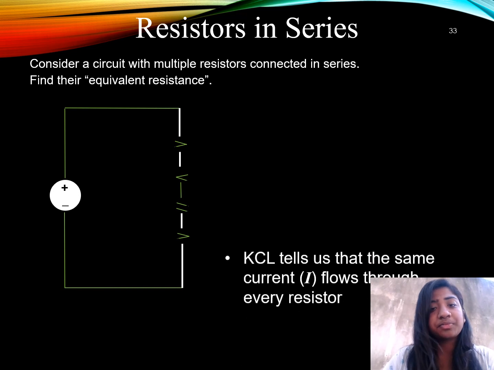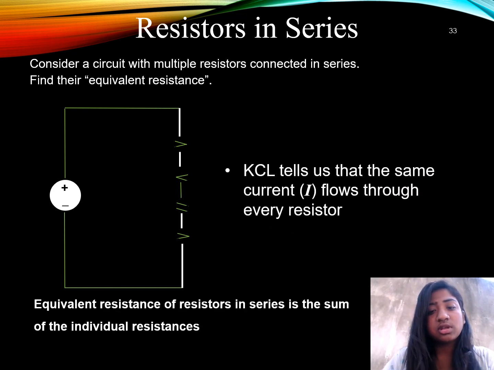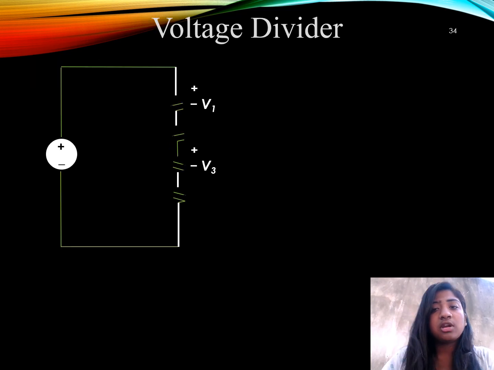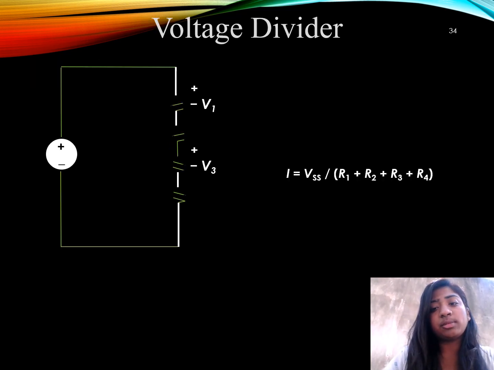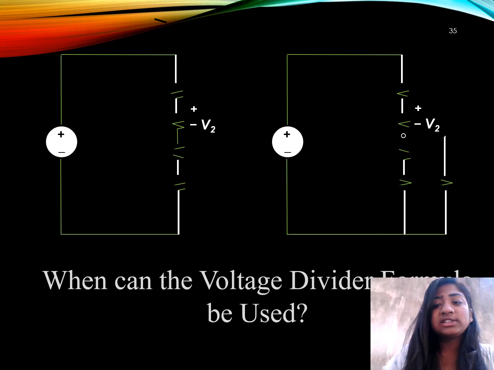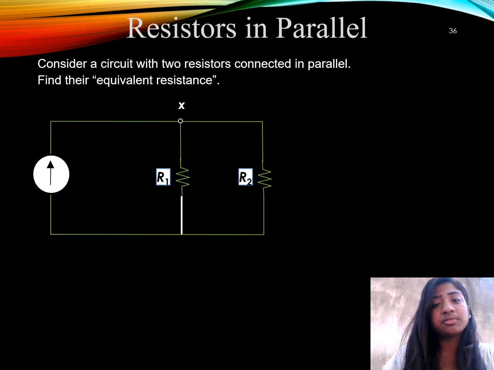Resistors in series as shown. The equivalent resistance of resistors in series is the sum of the individual resistances, and here is the voltage divider formula. When can the voltage divider formula be used?